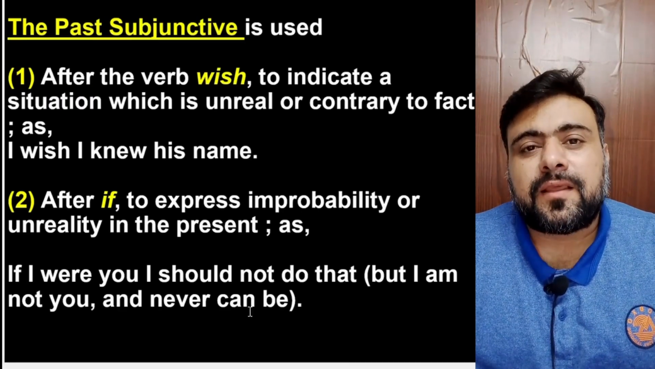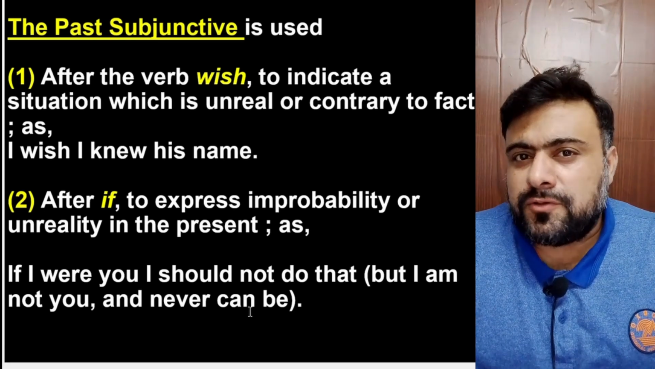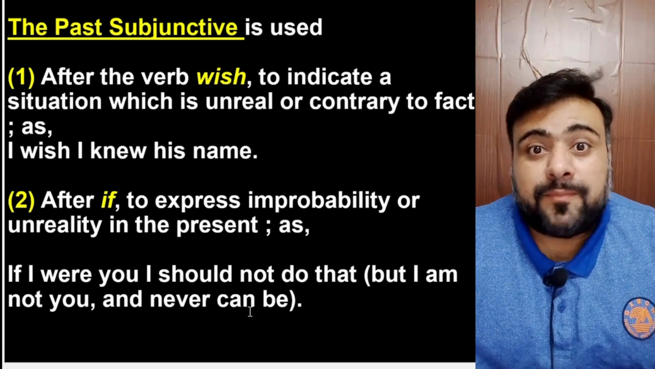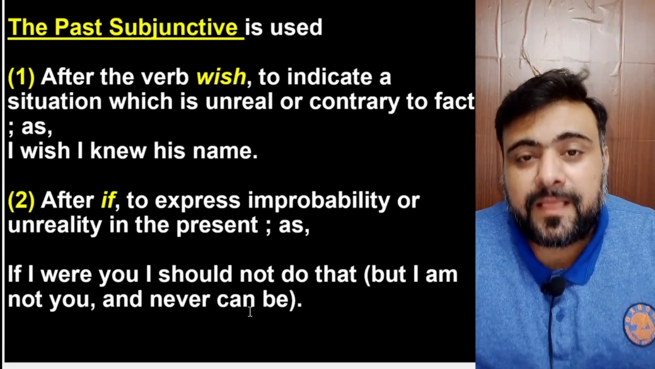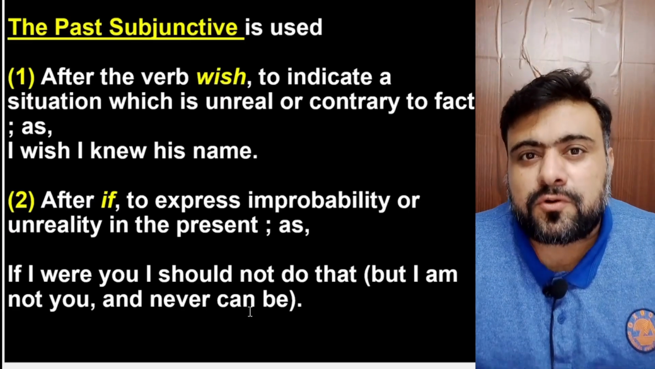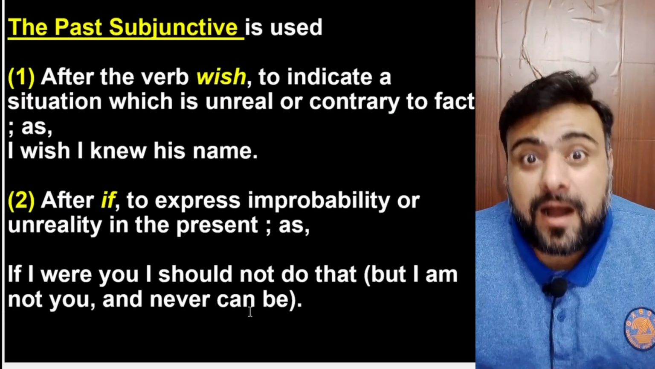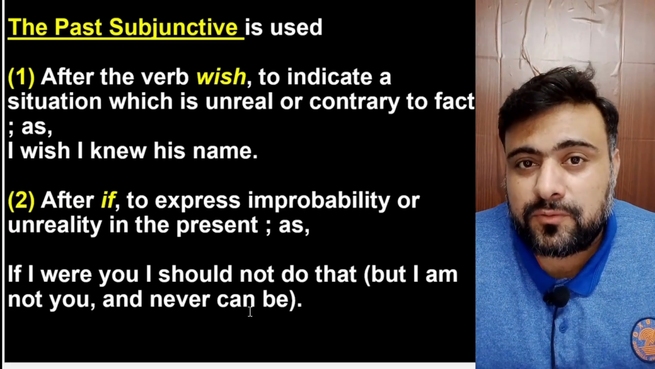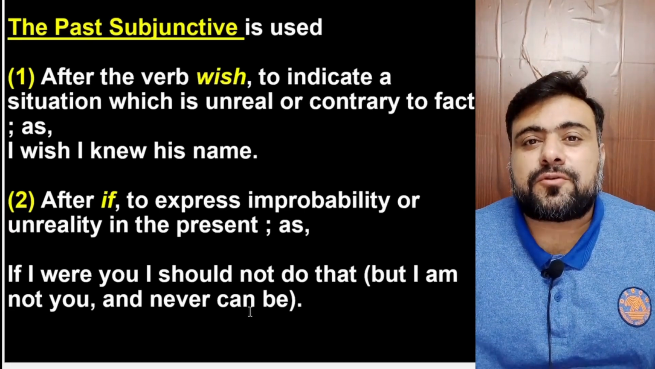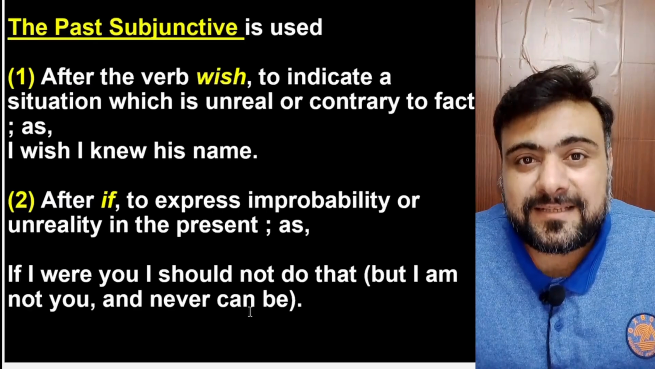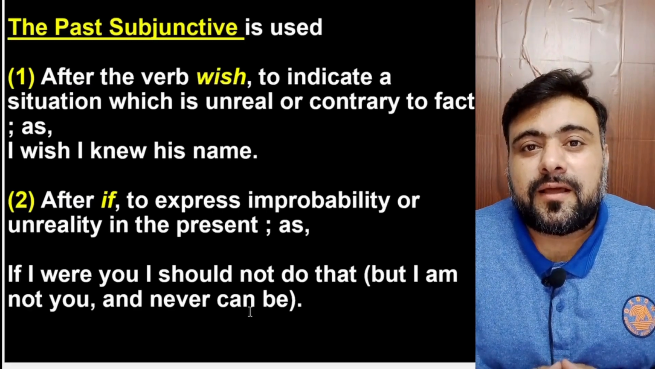Second one, if I were you, I should not do it, but I'm not you and never can be. So this situation is also contrary to a fact. I am not you, but if I were you, I should not do it. If I were you, if the situation was contrary to what it is now, I should not do it.